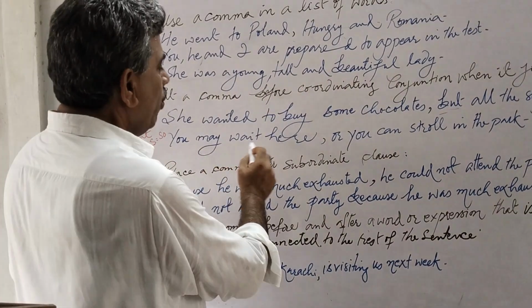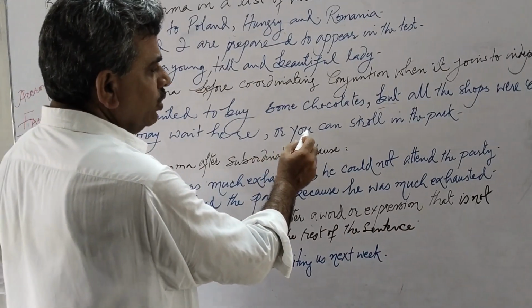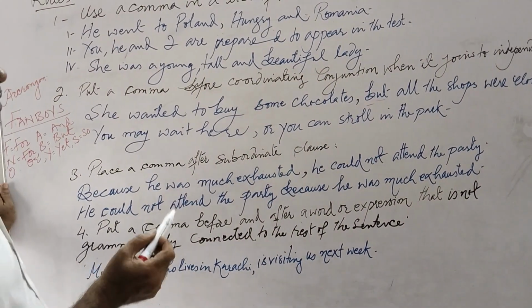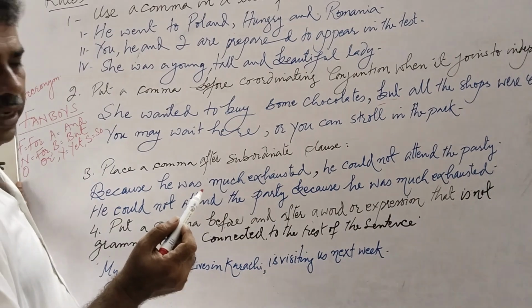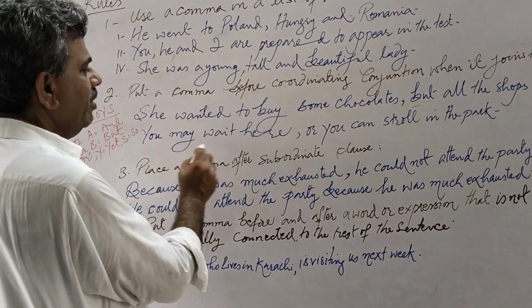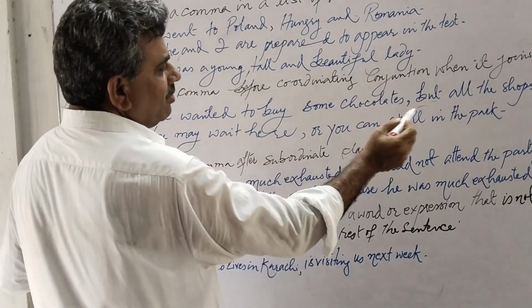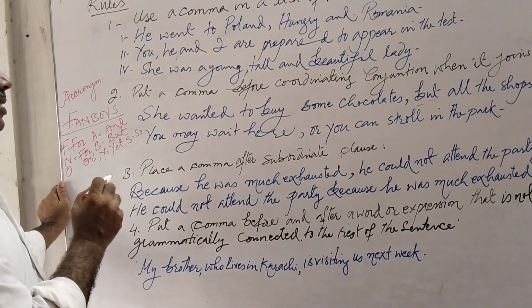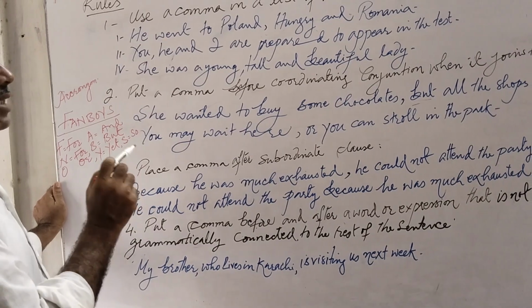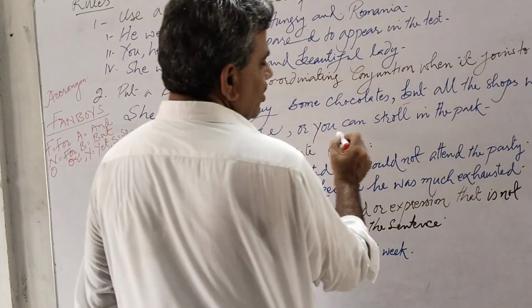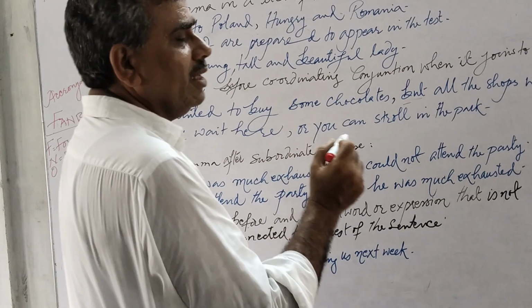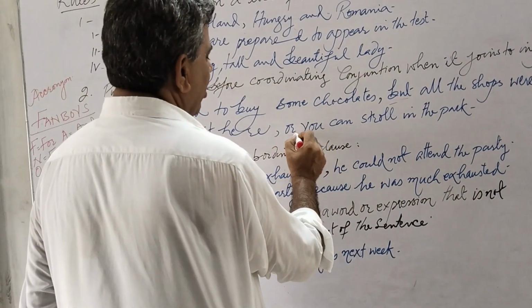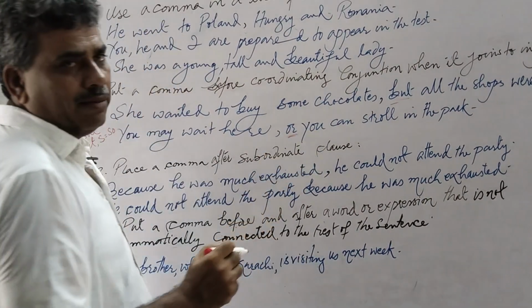You may wait here, or you can stroll in the park. So here we also have two clauses. Both are independent clauses. The first is you may wait here. Separated from the rest of the sentence, it makes its own sense and it is a complete sentence. The other clause is also an independent clause: you can stroll in the park. We have joined both the clauses by or, but we have to put a comma before or here.